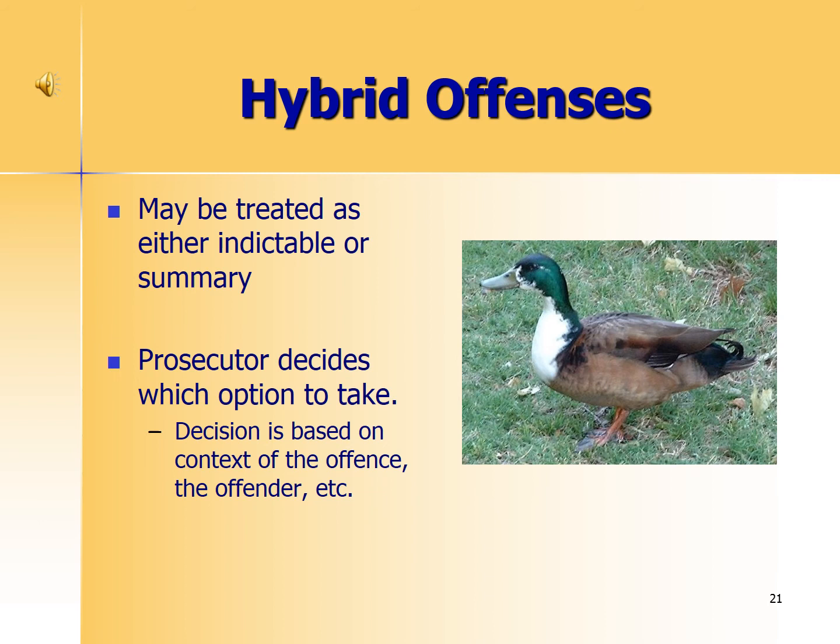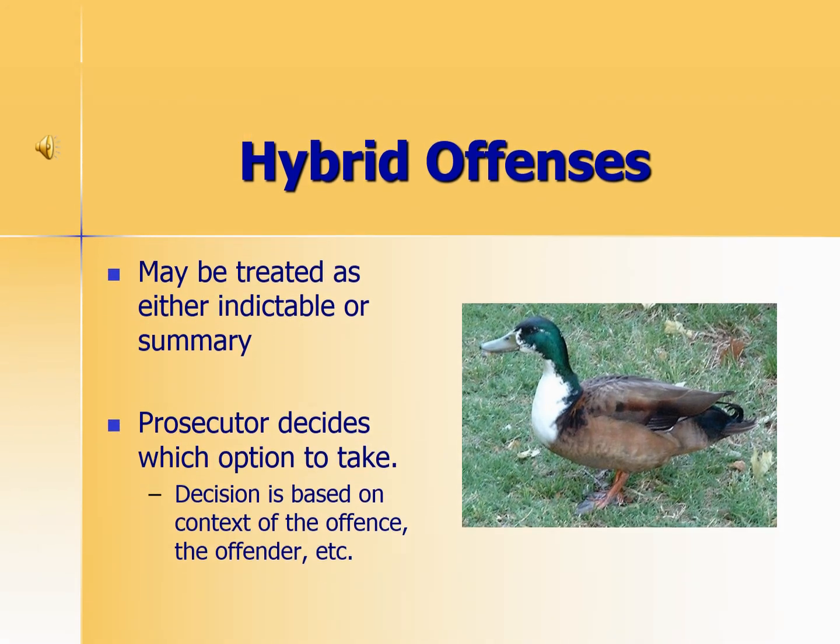And so here's another good example of the discretion that's given to criminal justice actors, in this case the prosecutor, to decide on how to proceed with the case. So it's really up to the prosecutor to decide, based on the circumstances of the case, whether it should be prosecuted as a summary or indictable offense.